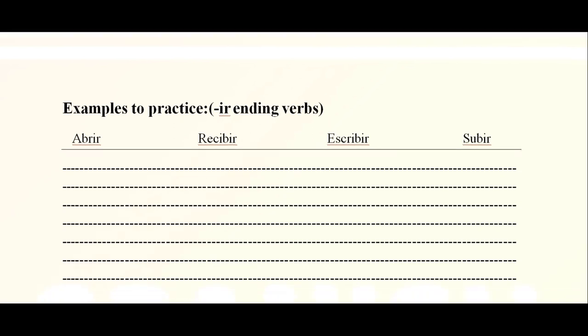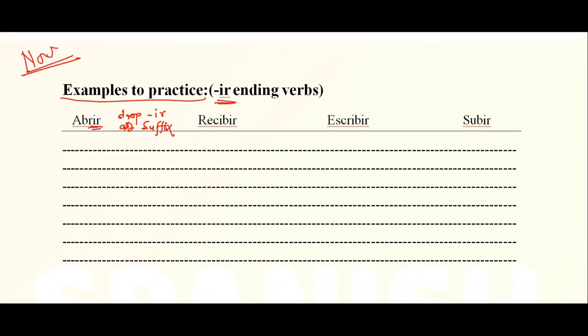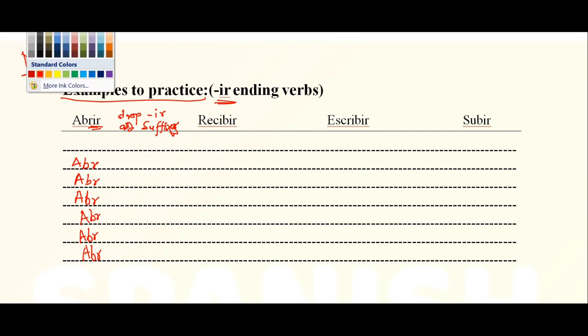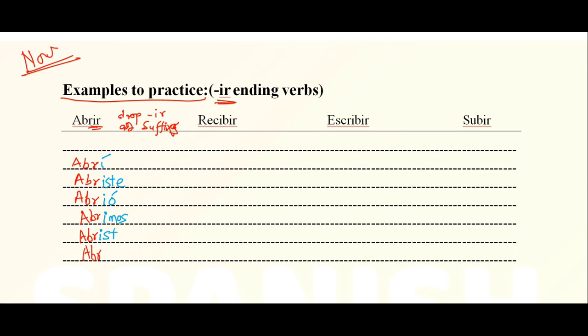These are other examples of IR ending verbs. Again, we have to drop IR and add suffixes. First verb is abrir. When we drop IR, we'll get root word, that is abr. Abr, abr. Six times we'll write it. And respective suffixes are, I'll write in blue. Abrí, abriste, abrió, abrimos, abristeis, abrieron.